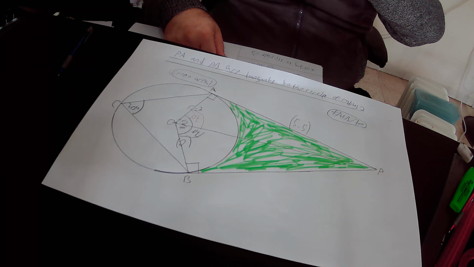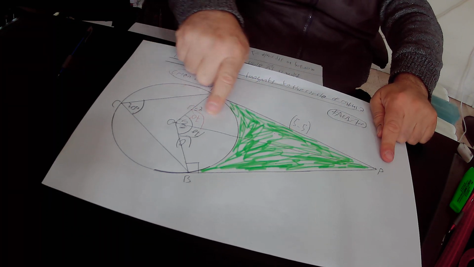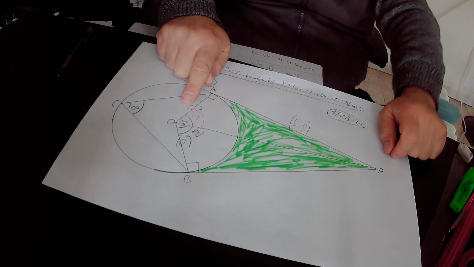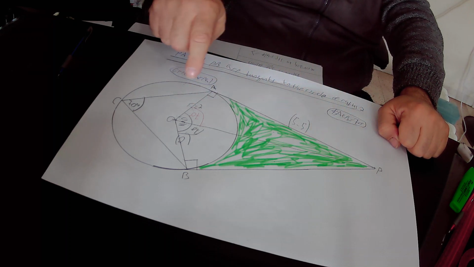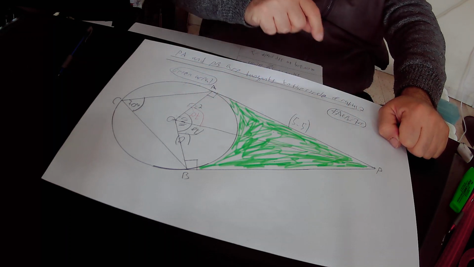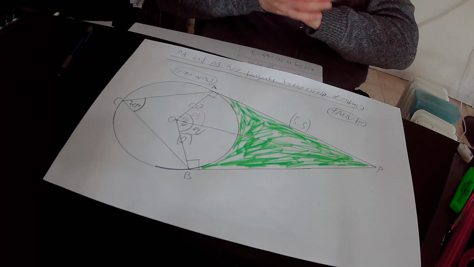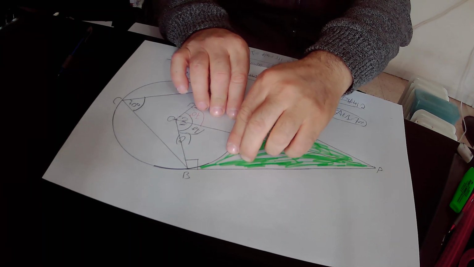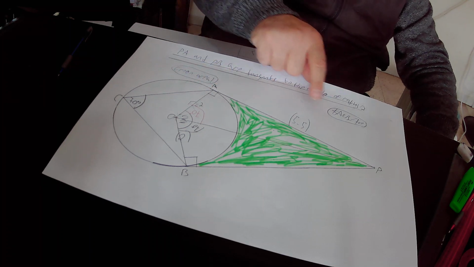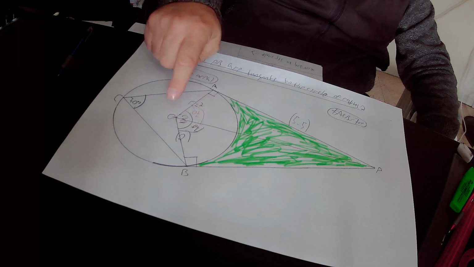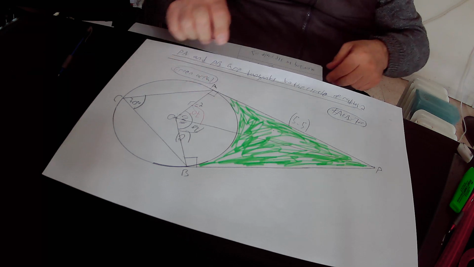In the next step, we join points O and P together by a straight line. By joining points O and P, we get two right triangles, the right triangle AOP and the right triangle BOP. In the next step, we prove that those two right triangles are congruent. Why? First of all, side AO of the right triangle AOP is equal to side BO of the right triangle BOP. They're both radii of this circle, therefore they're equal to each other.